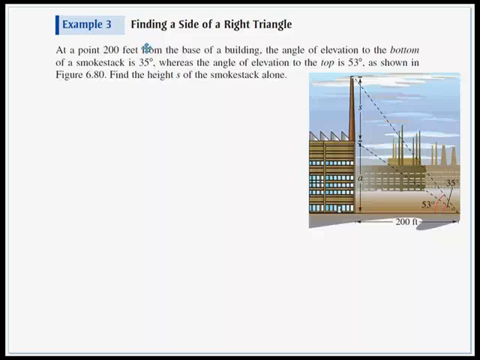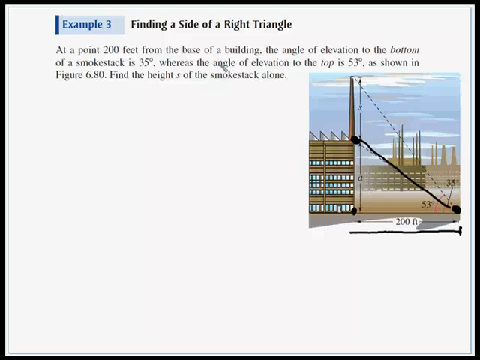Now, example 3 here is a little more complicated. At a point 200 feet from the base of a building. So here's the base of our building. A point 200 feet away is right over here. The angle of elevation to the bottom of a smokestack is 35 degrees. So here we have a 35 degree angle that takes us to the bottom of this smokestack. It's at the top of the building, the bottom of the smokestack.